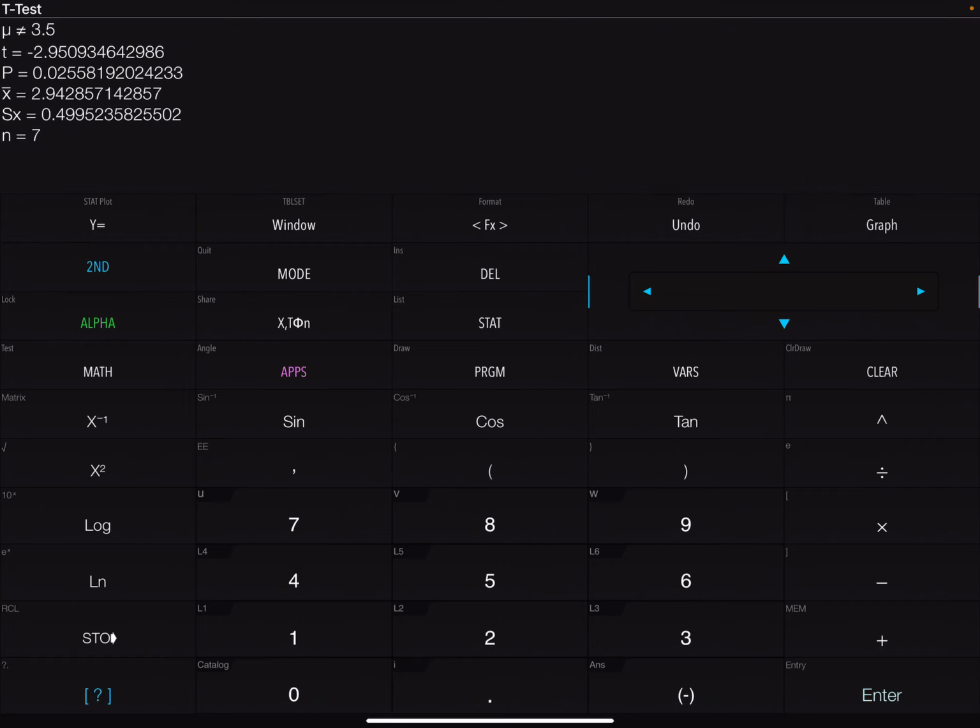You have your t statistic value, your p value, your x bar, s, and n. So it does all the summary statistics for you as well. So that's super nice, okay?